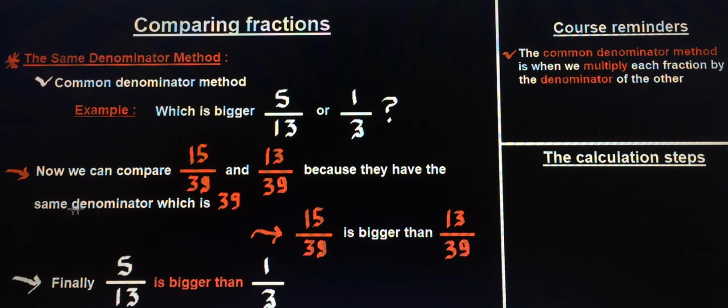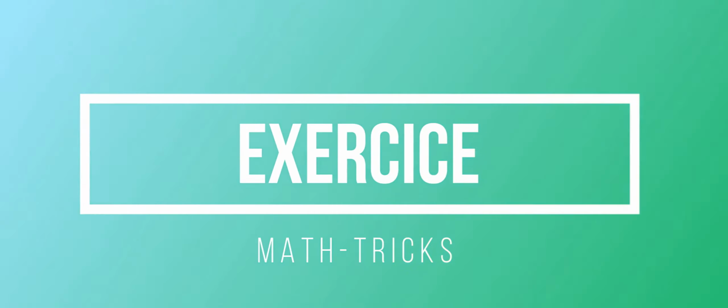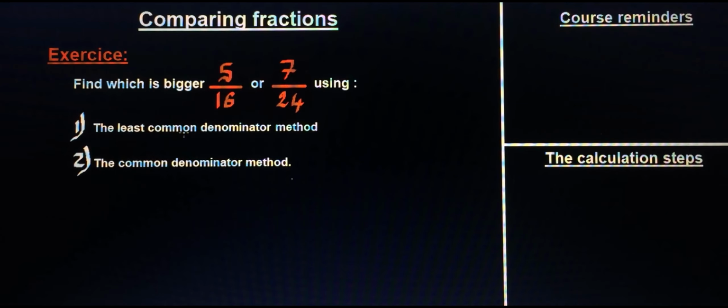Now we can compare 15/39 and 13/39 because they have the same denominator, which is 39. And we can see that 15/39 is bigger than 13/39. Finally, 5/13 is bigger than 1/3. Exercise. Find which is bigger, 5/16 or 7/24, using the least common denominator method and the common denominator method.